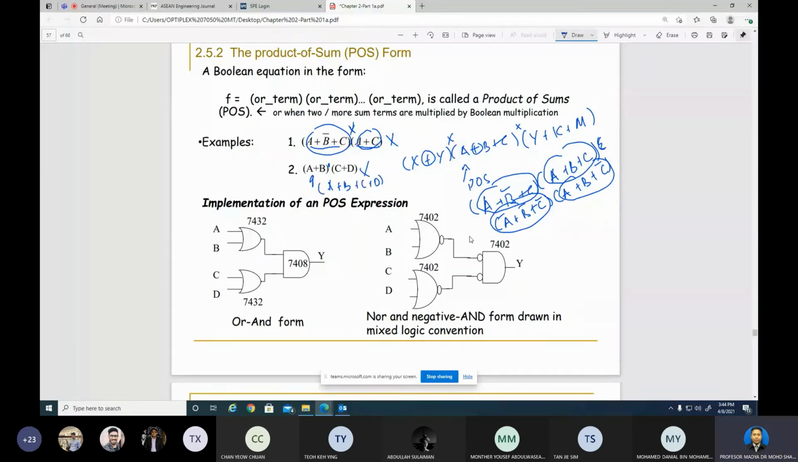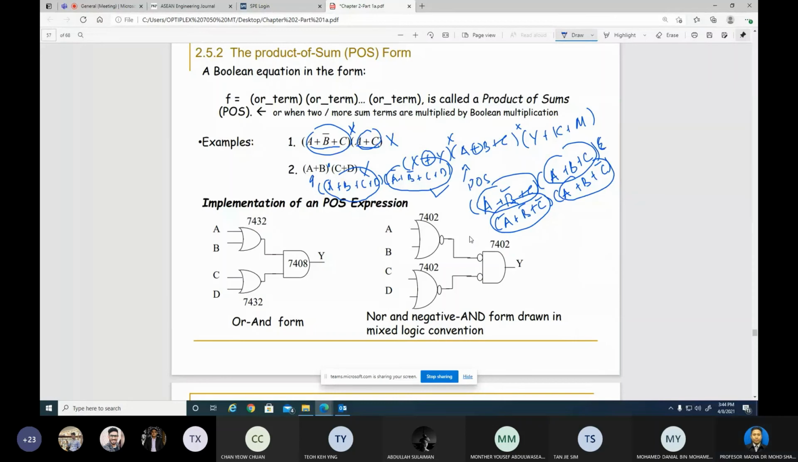Okay, so maybe A bar plus B bar plus C plus D. Right, so this one we have the elements A B C D, and this one also we have the elements A B C D. So automatically we know this is what we call the standard form. Okay, so this is a standard form, so that you have to remember.